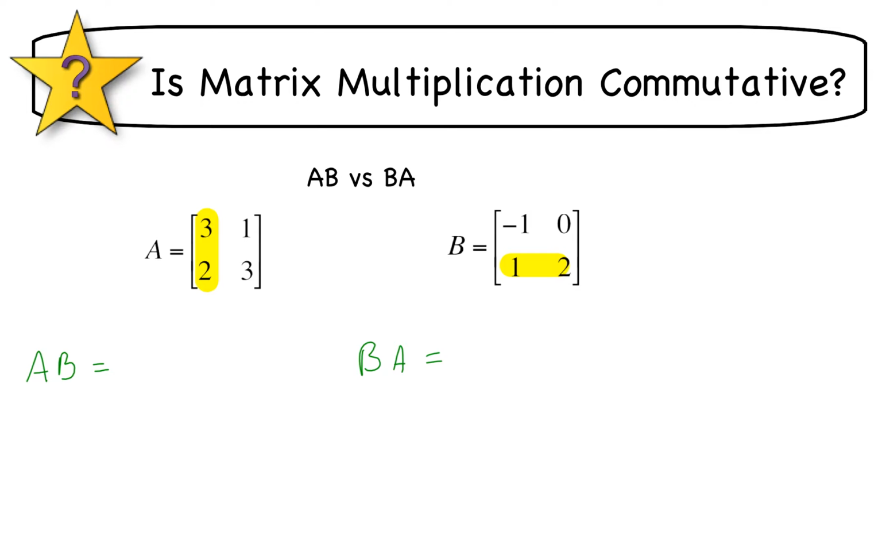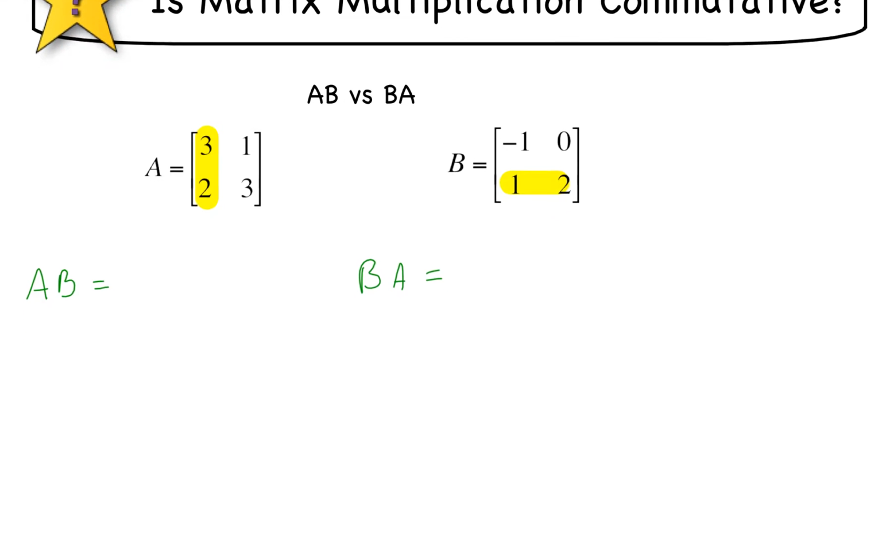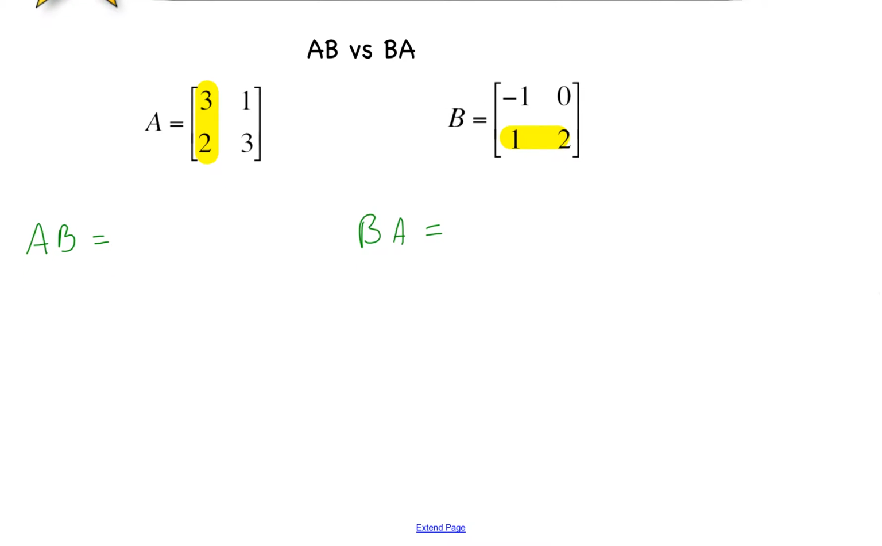So the question is, is matrix multiplication commutative? What that says is, does the order matter? Is A times B the same as B times A? Well, let's check it out. So first of all, we're only doing rows in matrix A times columns in matrix B. So if we're going to do A times B, we want to take 3 times -1 plus 1 times 1. So we get -3 plus 1, which is -2.